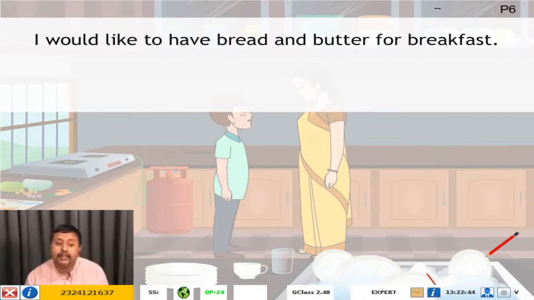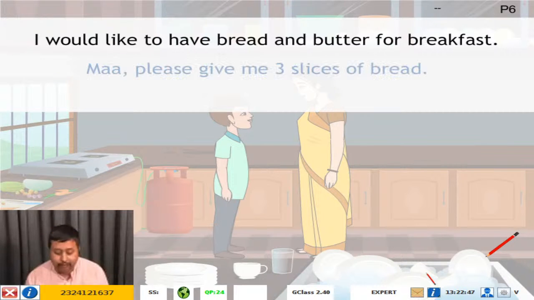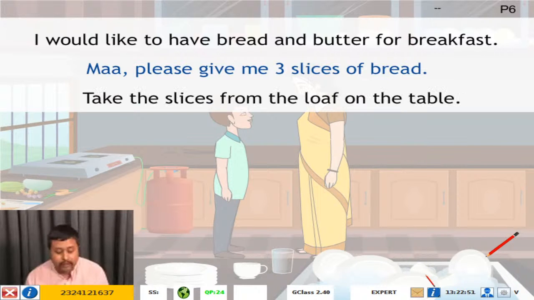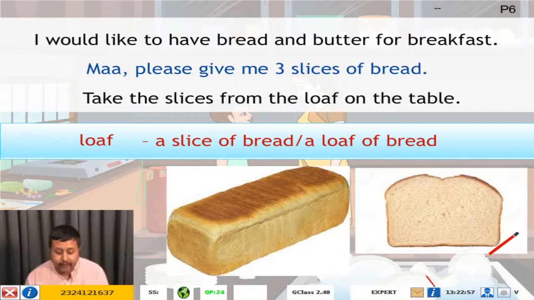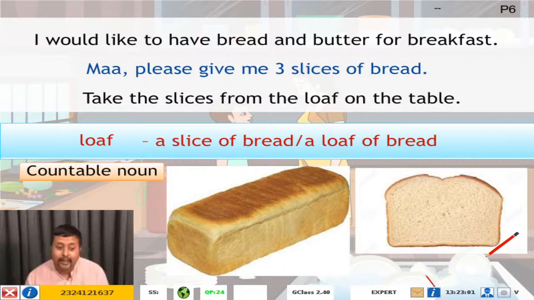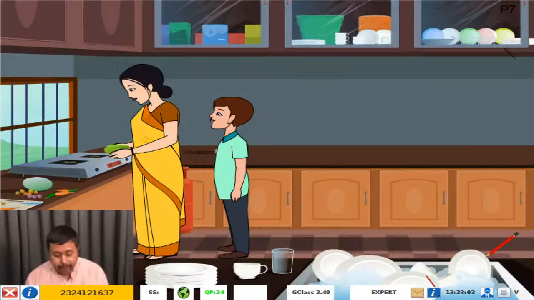Now look at this. I would like to have bread and butter for breakfast. Ma, please give me 3 slices of bread. Take the slices from the loaf on the table. So a loaf, a slice of bread, a loaf of bread. How many slices? 3 slices. So it's a countable noun.